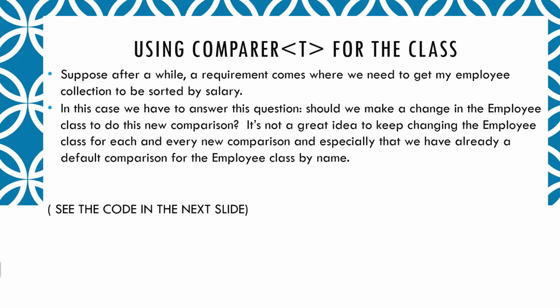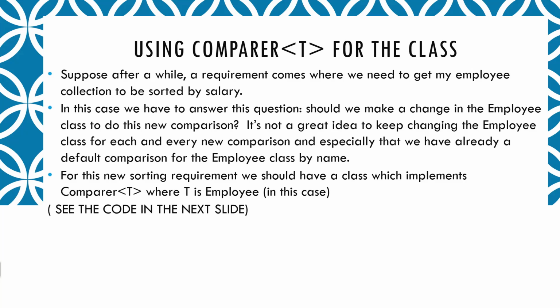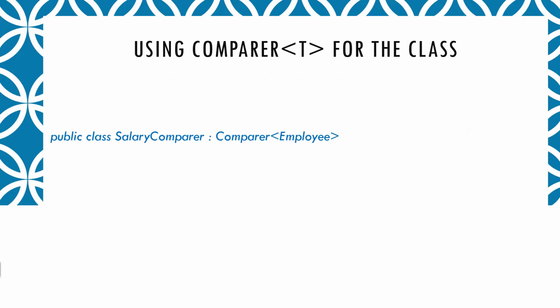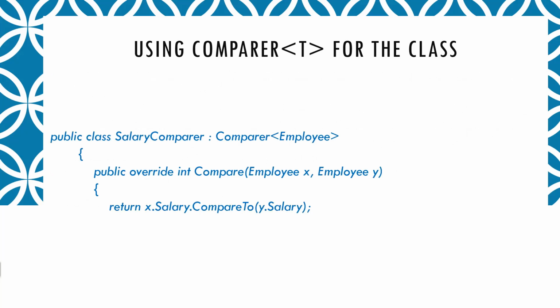Should we make a change in the employee class to do this new comparison? It's not a great idea to keep changing the employee class for each and every new comparison, and especially that we have already a default comparison for the employee class by name. So for this new sorting requirement, we have to make a new class which implements the Comparer T class, where T is the employee. Generic comparer.